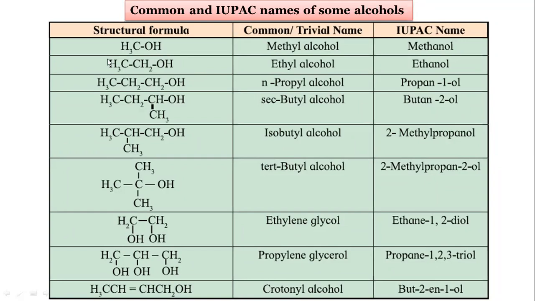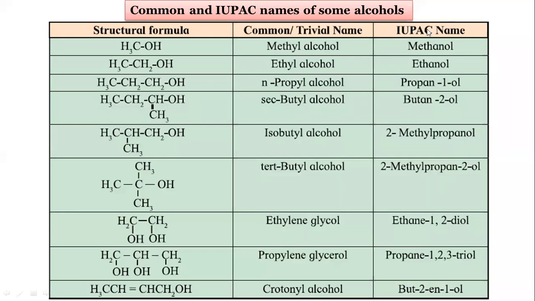CH3OH. This is a very familiar alcohol. We are using it from last year. The common name is methyl alcohol. See, in common names, the word alcohol is common in all the names; only the prefix we have to change. Methyl, ethyl, like n-propyl. See, why is this n-propyl? Because 3 carbons are there in a straight line, that's why n is attached. n-propyl alcohol. Then secondary butyl alcohol. Why is it butyl? See, 4 carbons are there, 1, 2, 3, 4, and it is secondary because this OH group is attached to the secondary carbon.